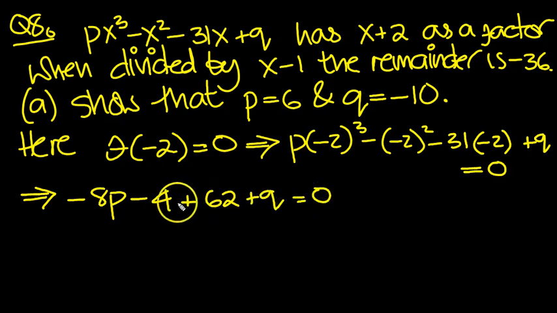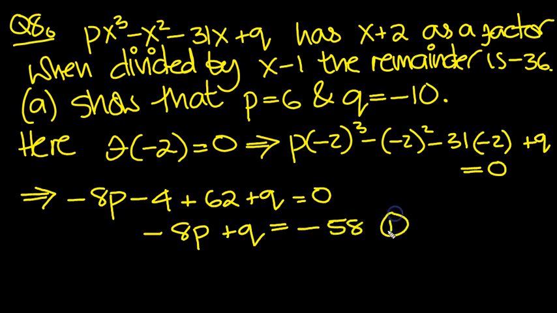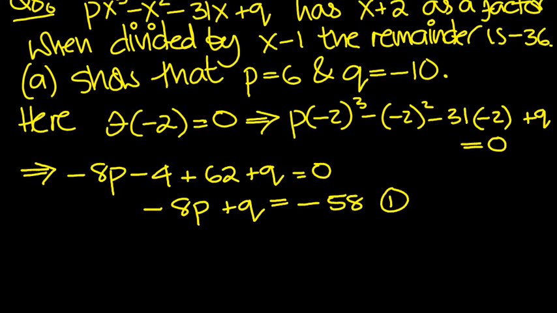So what have we got then from that? Well, let's just tidy it up, shall we? We've got −8p plus q. And I'm going to move the 62 − 4, which is 58. So move that to −58 on the other side and label that as number 1. Because it looks like we're going to get a pair of simultaneous equations, doesn't it?